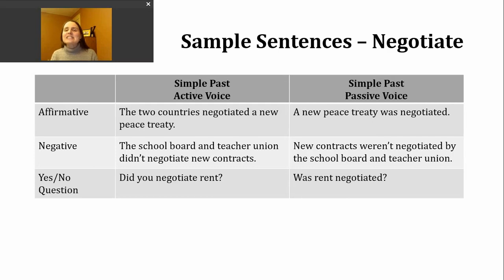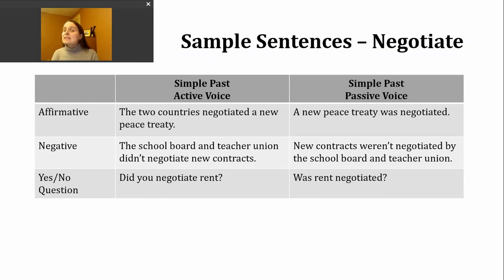And finally, let's look at making a yes or no question in the simple past tense in the active voice. To do this, I'm going to start with did, then I'll have my subject, and then the base verb. Did you negotiate rent? So, and this goes back to that second meaning of trying to reach an agreement or a compromise. So discussing with the landlord if you're the tenant, or vice versa, what would be a fair price.